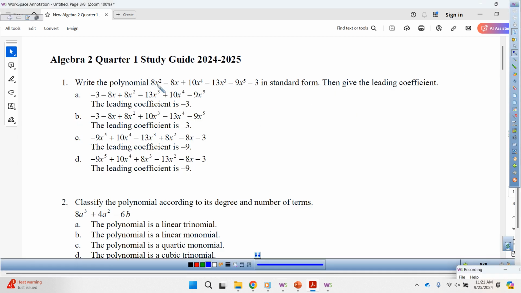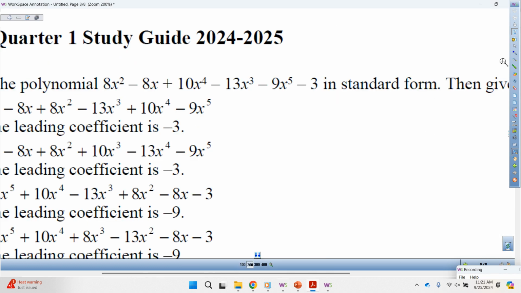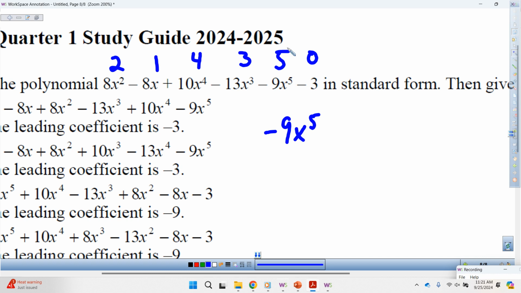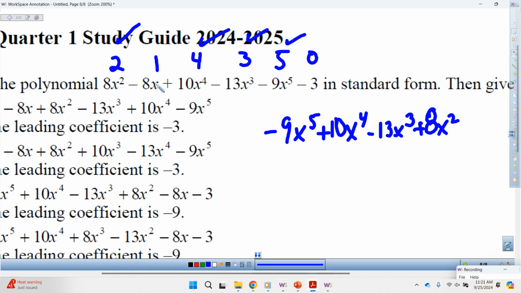Yeah, so we start with this. And what degree is this one? Let me zoom in. Degree for this one, 2. How about this one? 1, this one, 4, this one, 3, this one, 5, this one, 0. All right, what's the highest degree, everyone? 5th, so we write negative 9x to the 5th. Done with that one. What's next? 4. That means plus 10x to the 4th. Done. Next, 3rd degree, minus 13x cubed. Done. What's next? 2nd degree, plus 8x squared. Done. First degree, minus 8x. Done. And the last one, minus 3.